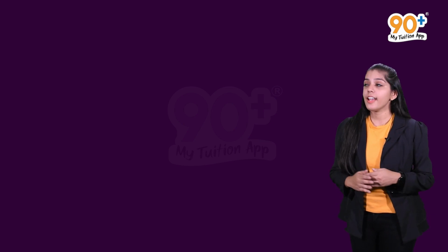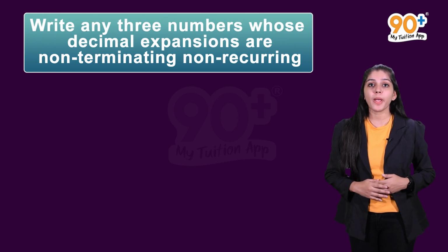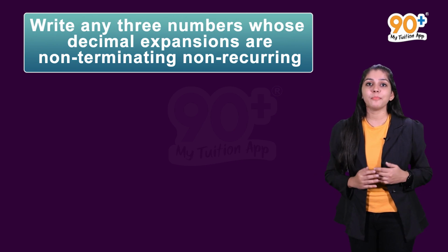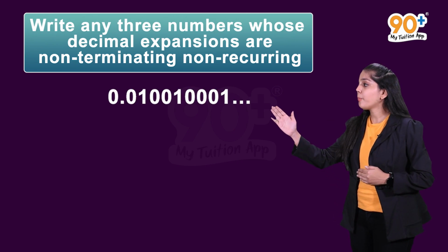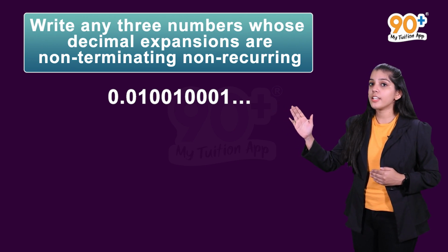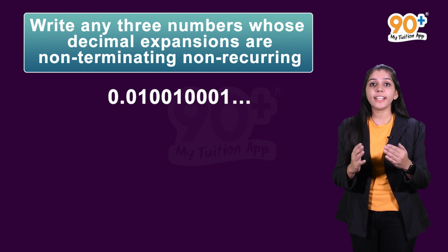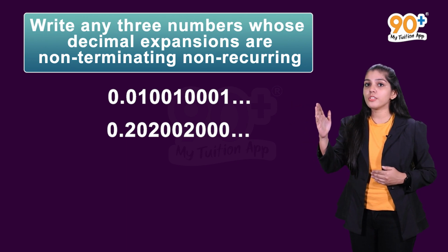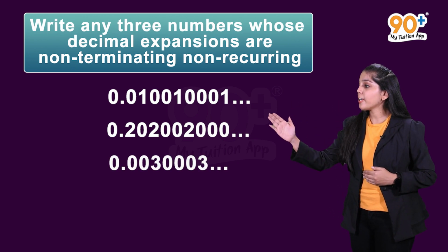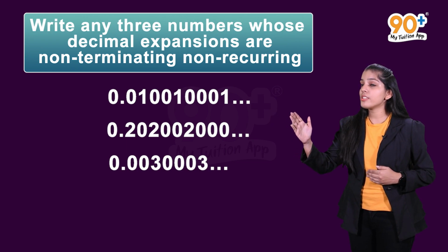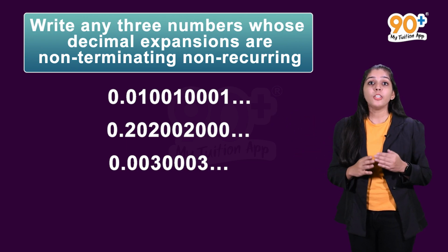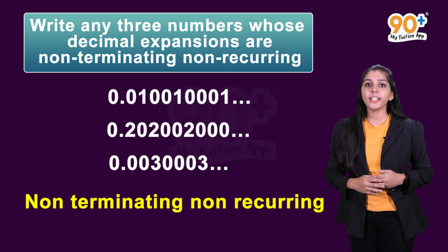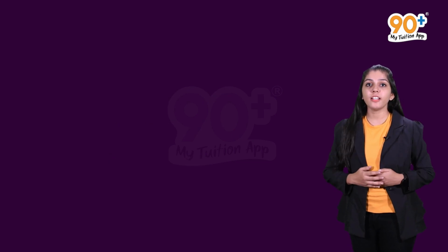We have the question, write any 3 numbers whose decimal expansion is non-terminating and non-recurring. Students, you can write any 3 numbers of your choice. I'll take 0.01, 001, 0001 and so on. And I'll take the next one 0.20, 200, 2000 and so on. And the last one 0.003, 0003 and so on. You can easily observe that the decimal expansion of these 3 numbers are not terminating and non-recurring. Let's move on to another question.